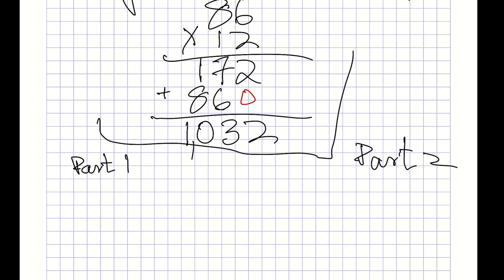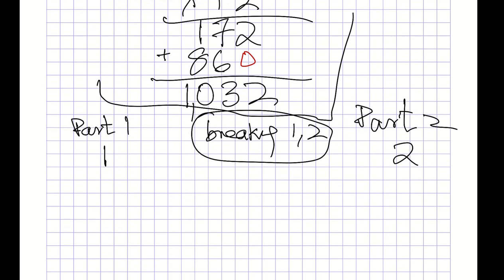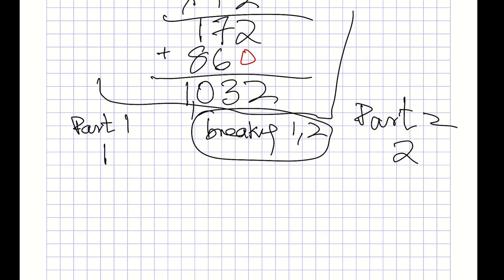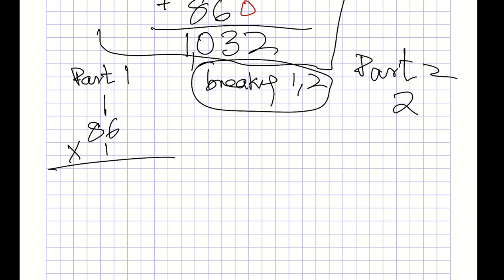So what we do is we break up one of the numbers. It doesn't matter which one. I'm going to go ahead and use the 12. We break up the number. We multiply 86 by 1, and then we multiply 86 by 2, right? So basically we're breaking up 12 into 1 and 2, right? So when you use 1 and multiply 86, you say 86 times 1. What do you get? You get 86. You remember? That's what you get.